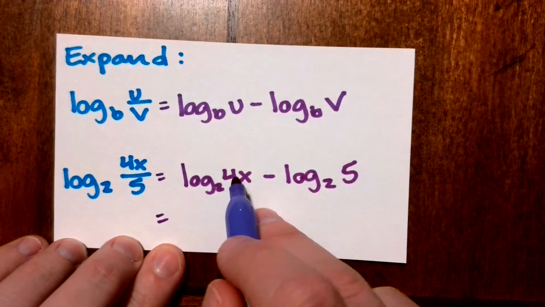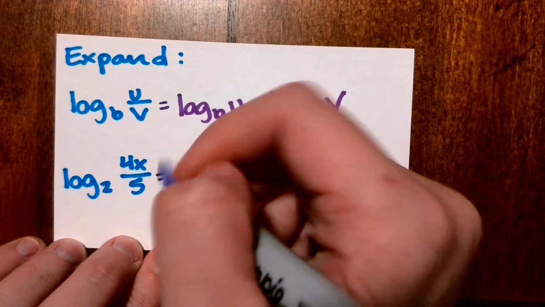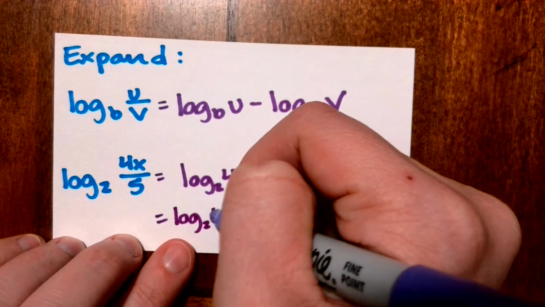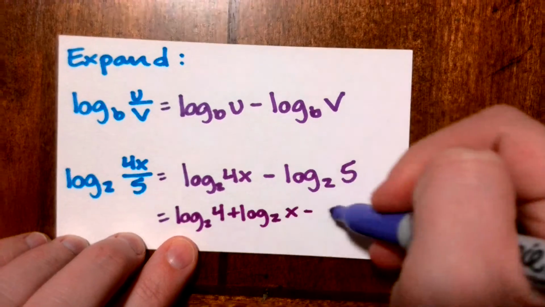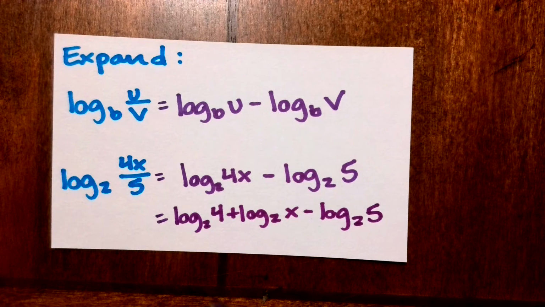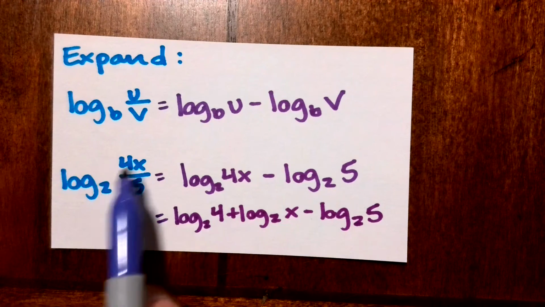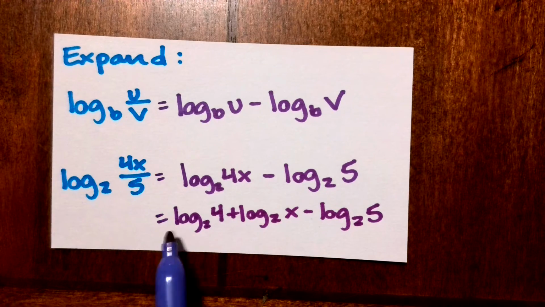My log base 2 of 4x can be expanded into addition since they are being multiplied. So completely expanded, I would have a log base 2 of 4 plus the log base 2 of x minus log base 2 of 5. And we want to make sure that anything that was in the denominator is being subtracted, anything in the numerator was positive to begin with, or whatever sign it had to begin with. If it was negative, it'd be negative.